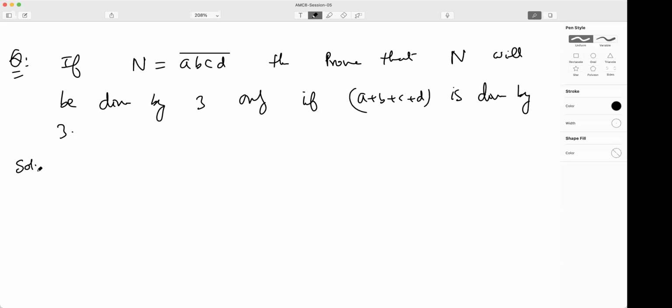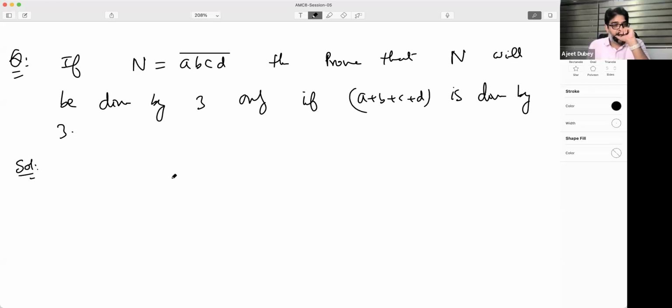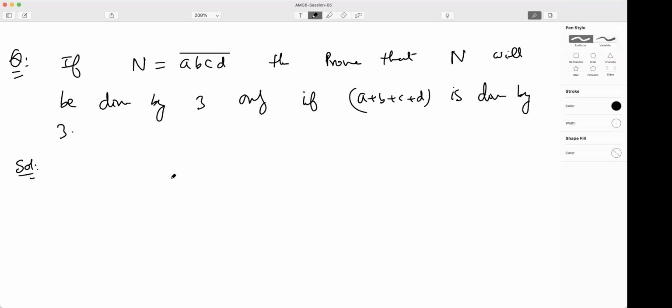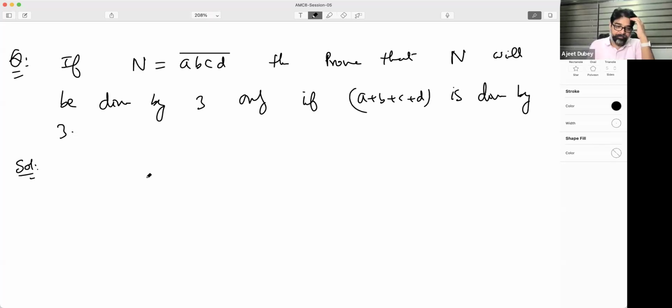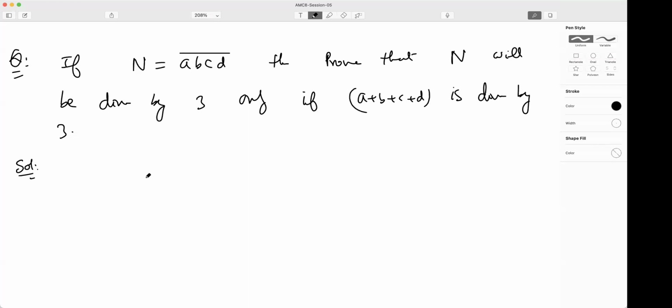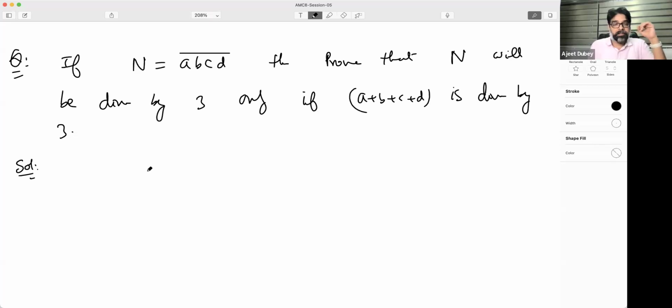So we can expand a plus b plus c plus d in 1000 a plus 100 b plus 10 c plus d. Yes. Then we can subtract one of them, so it will give us 999 a plus 99 b plus 9 c plus a plus b plus c. Correct. See, n we can write as what?